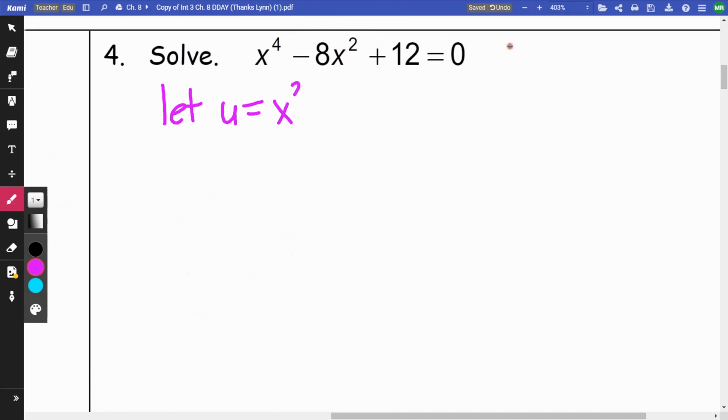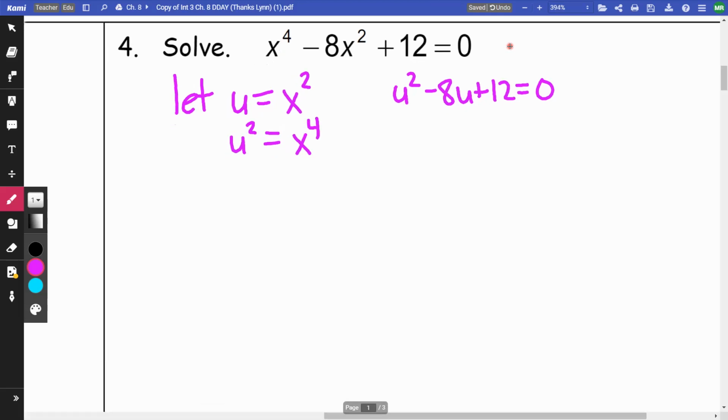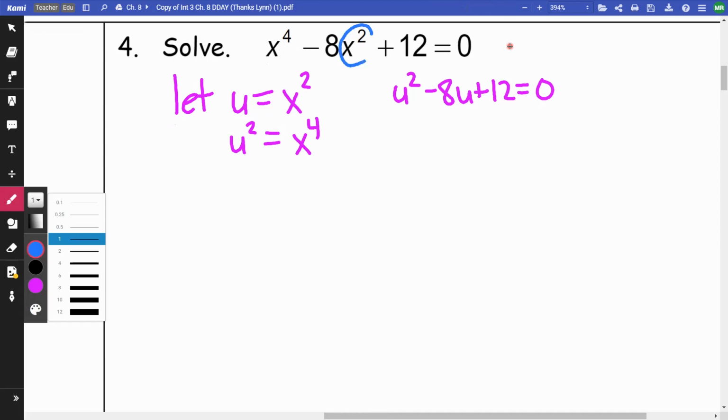So let u equal x squared. Well, if I square u, I get u squared. If I square x squared, I get x to the 4th. So really, I could have rewritten this as u squared minus 8u plus 12 equals 0, and then factor that. Now, the way I think about it is, again, I'm going to leave it in this form. And what I look at is if this can be squared and get this, then it's quadratic in nature.